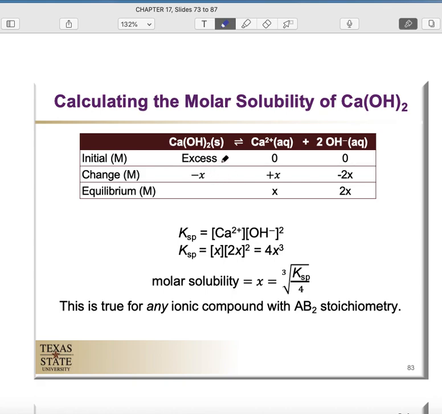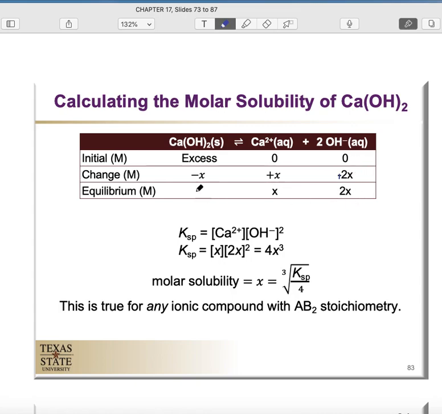So initially for the ions, we're going to put 0 and 0. For the change, we're going to have a negative x for the solid compound, and the products are going to be positive x, and for this one, oops, this is a positive 2x. I apologize for that typo. Positive 2x. And of course, we don't care about the equilibrium for the solid because it will not appear in the equilibrium expression. But for our ions, we have 0 plus x, which is equal to x, and 0 plus 2x, which is equal to 2x.